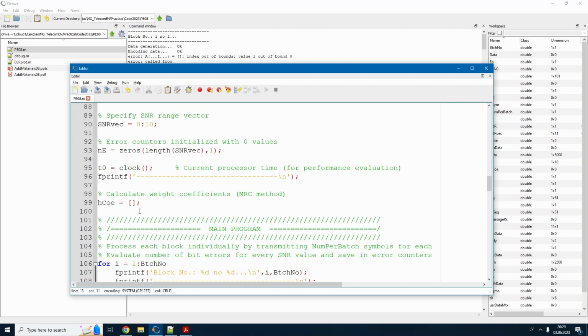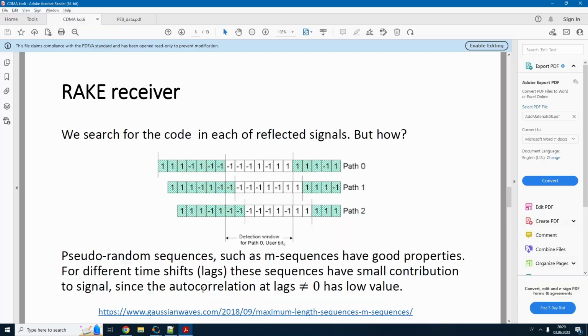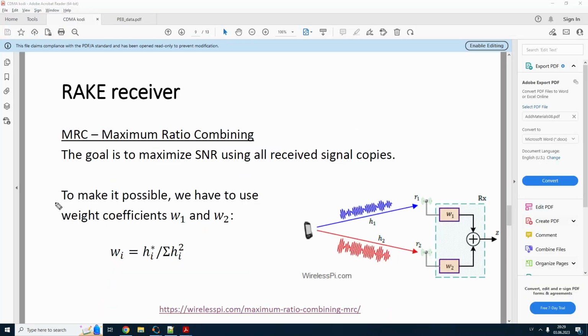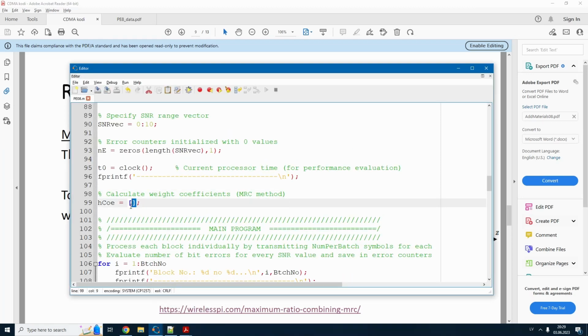Okay, the next step we need to do is to calculate the weights for the RAKE receiver by using the MRC method. Once again, let me remind you that we are going to calculate these as the impulse response coefficients, complex conjugates, divided by the energy of the impulse response. So let's do this. That is a short, simple formula that we need to calculate.